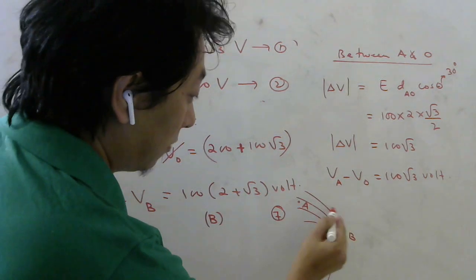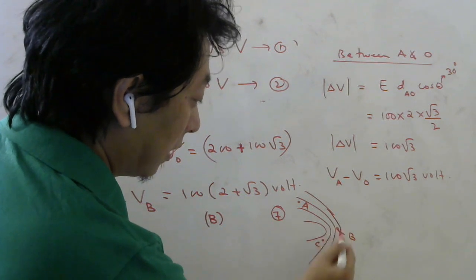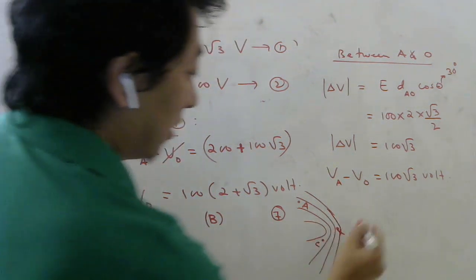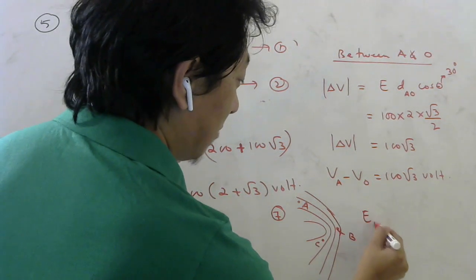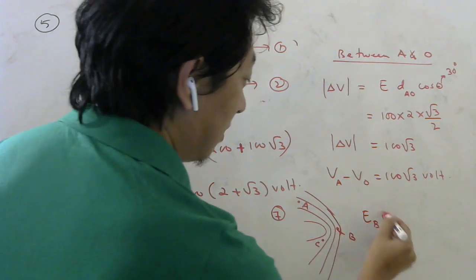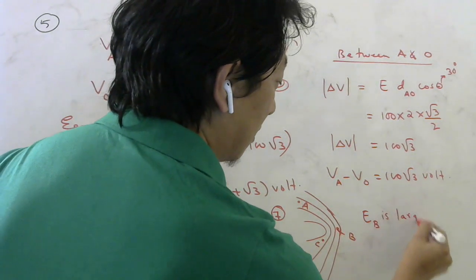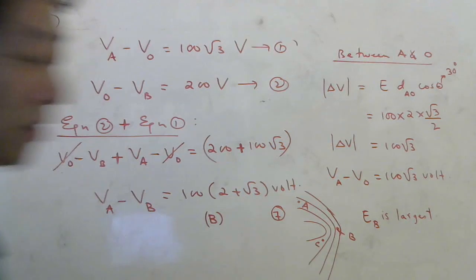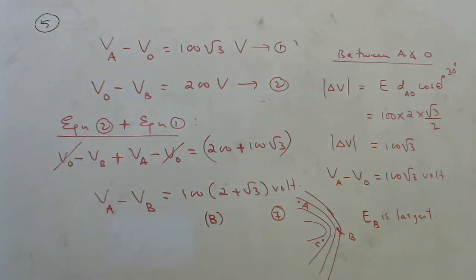If you see carefully, here the lines are very crowded. So the electric field at B will be largest. You should tick the option which says at B electric field is largest, which is option B itself.